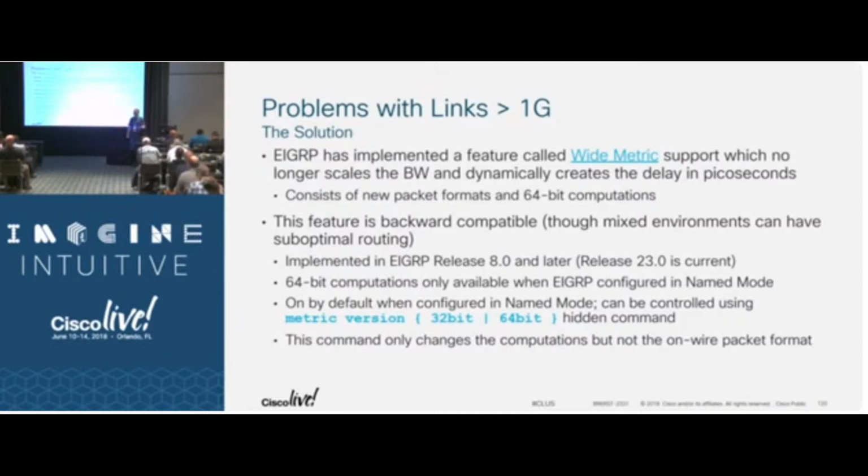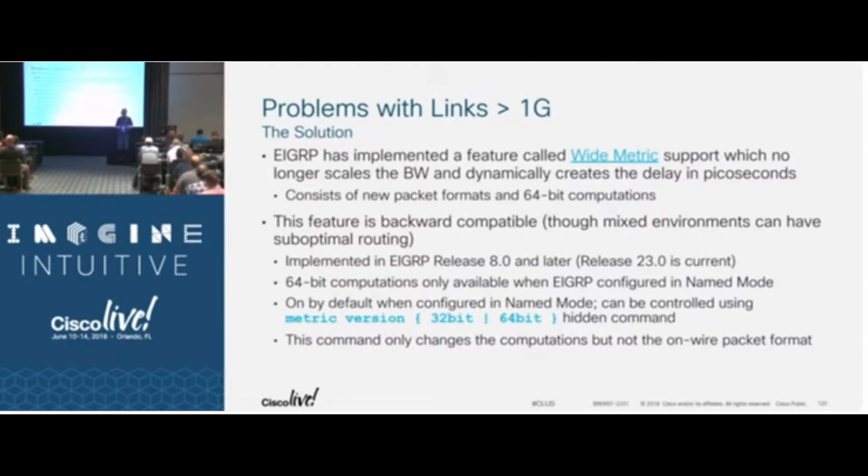The wide metrics actually have two parts or two aspects to them. They have 64-bit computations going on inside the router's memory and logic, and they have a new format of packets on the wire.